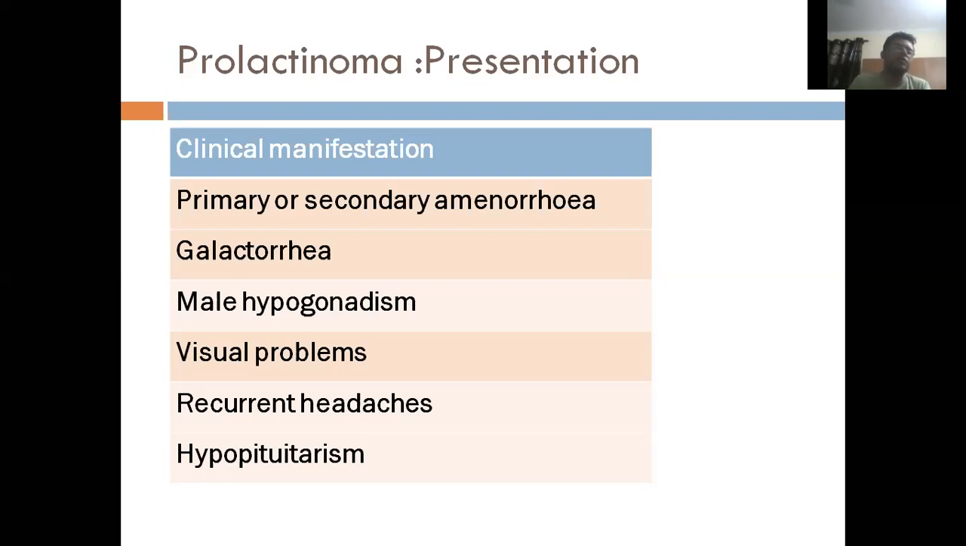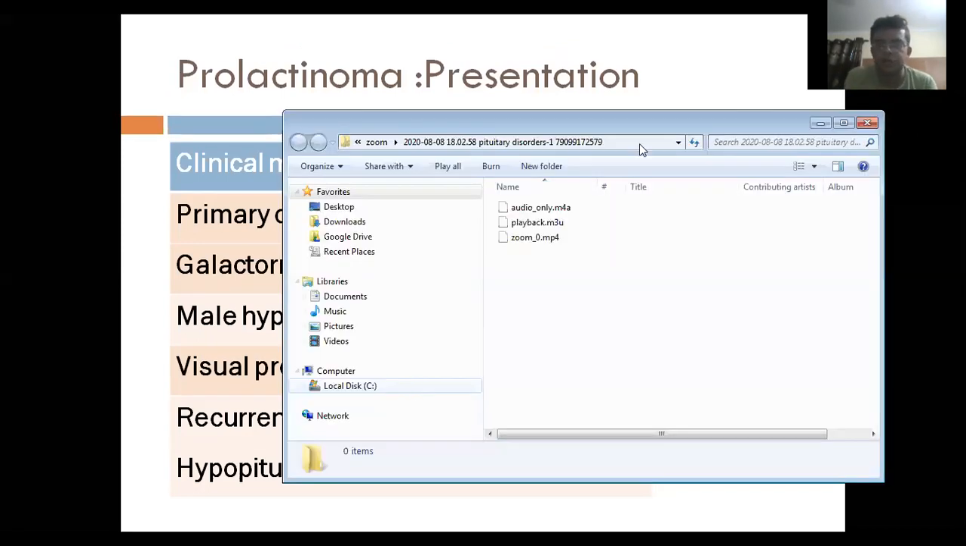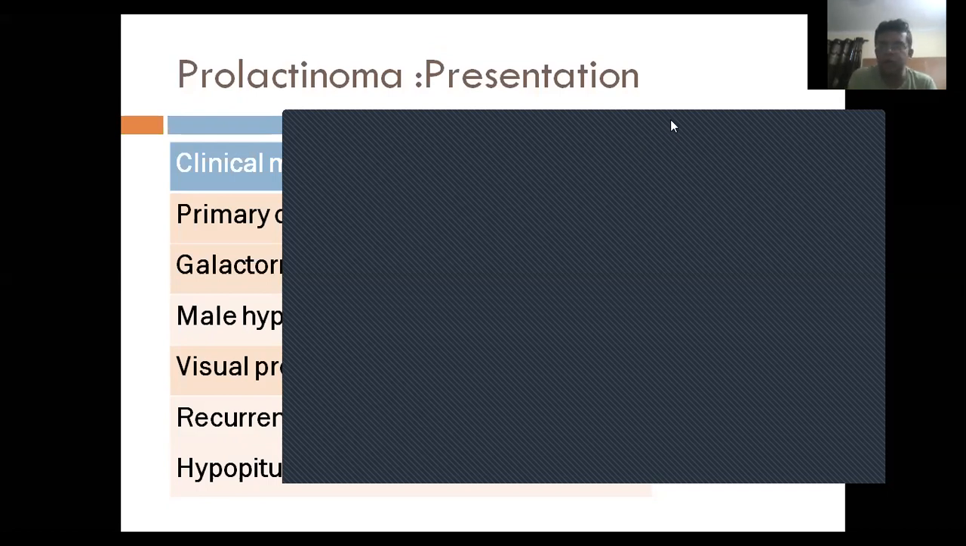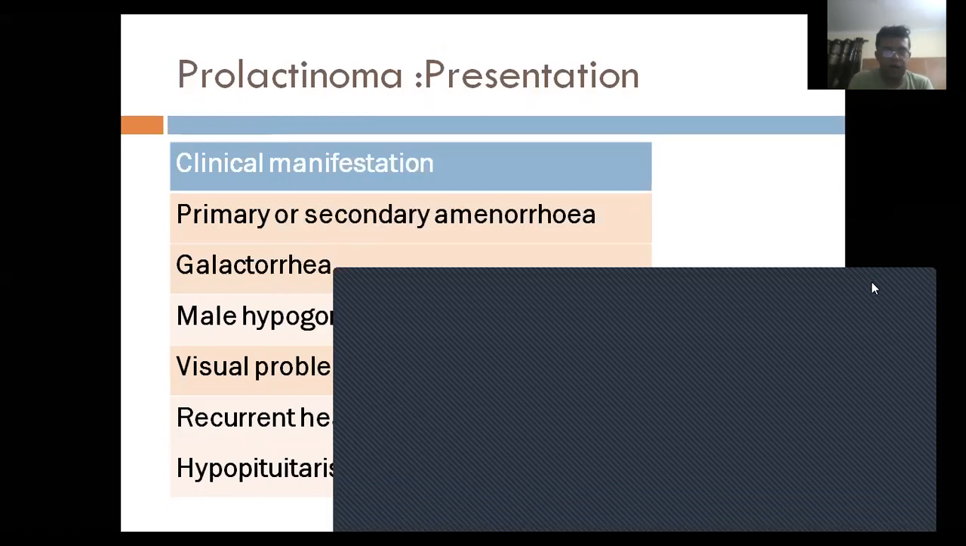And probably that is one reason why you see larger tumor in males, because it is not diagnosed at an early stage. That is one theory. Then visual problems because of the chiasmal compression. You can have headaches because the tumor is enlarging inside the sella. It's an enclosed space, and then you may have a headache. And then hypopituitarism, because if the tumor compresses the entire pituitary, you might end up with hypopituitarism.